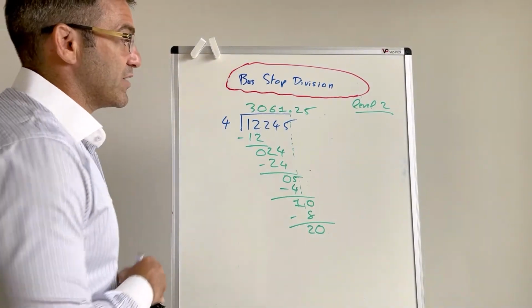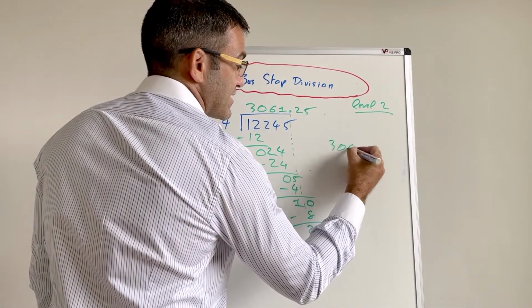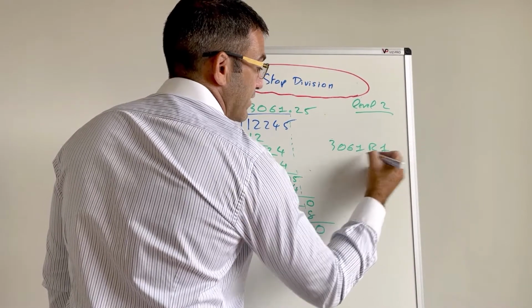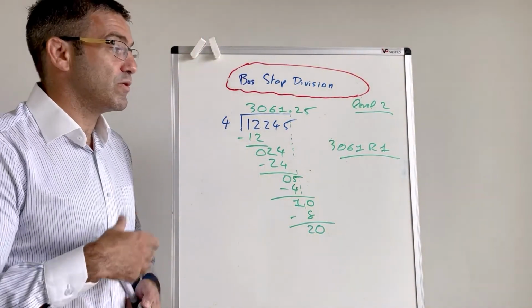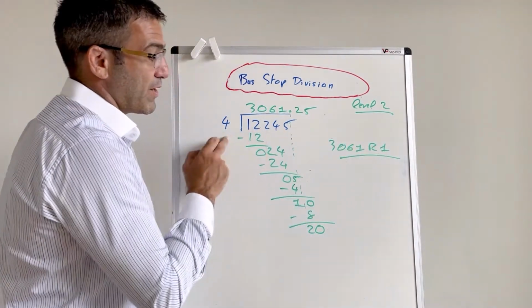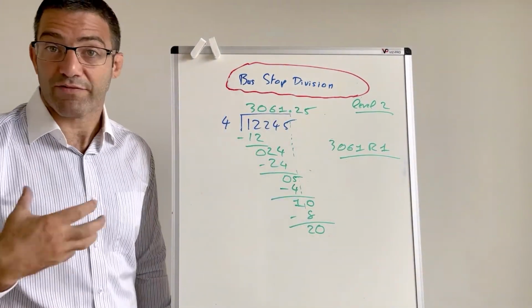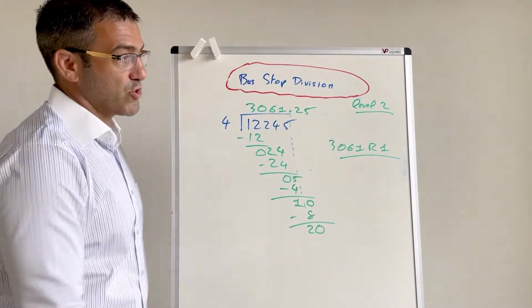Now, some of you could have stopped here and said it's 3,061 remainder 1. You can also say that. You can say 3,061 remainder 1. And that's acceptable. You can say that too. But if you'd like to divide more, 1 divided by 4 is 0.25, which is why you have that extra bit here, which I've shown down here.